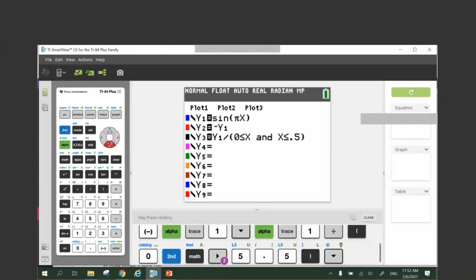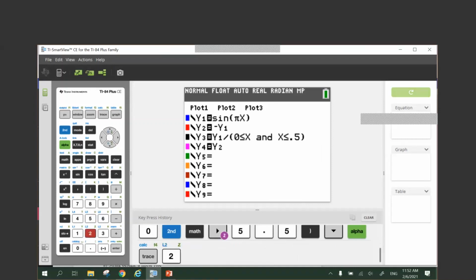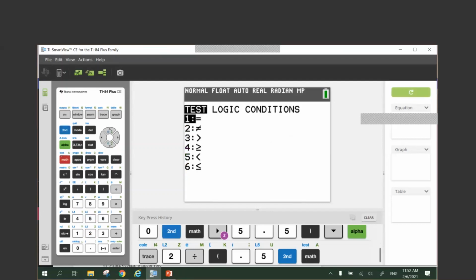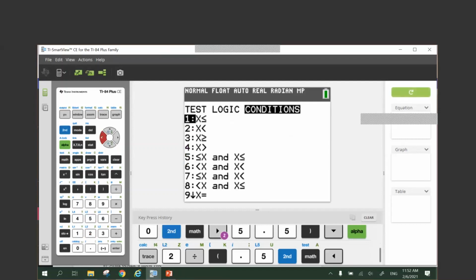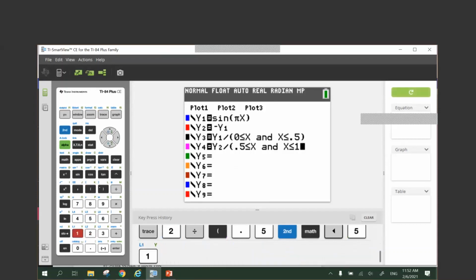I'm doing my y2 now. I'm doing my y2 divide, and I'm going to do 0.5. Same, I'm going to go to the condition, to set condition. Okay, the listing here is actually in a cycle order. So you can either do right arrow key 2 times or left arrow key once. Okay, so this will be, okay.